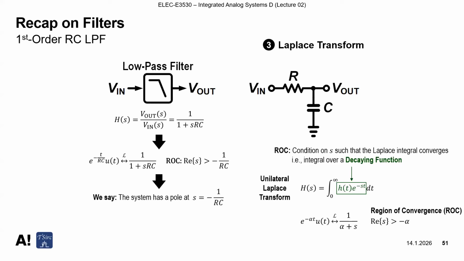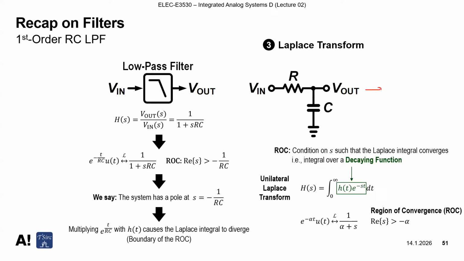So by this condition, we say the system has a pole at s equal to negative 1 over RC. And multiplying with this condition, the ROC, what it means is that multiplying e to the power of t over RC with h(t) causes the Laplace integral to diverge. This is the boundary of the ROC. So we can easily think about this.